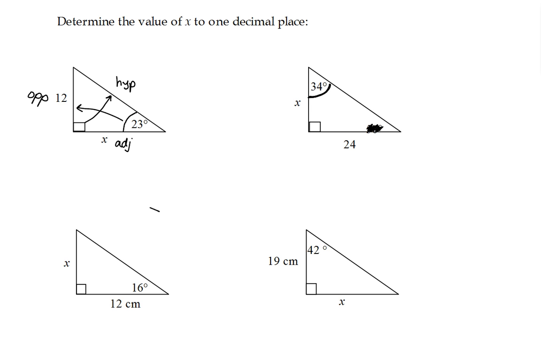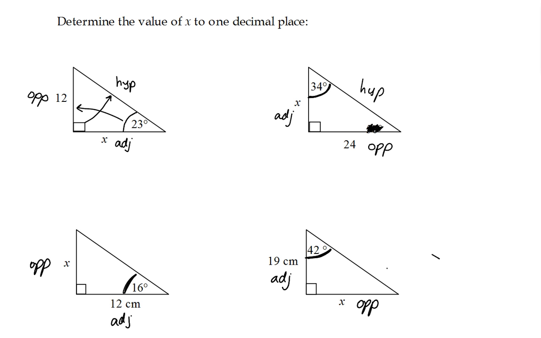Okay, 24 is which label? And x is which label? Good, I heard people say it. Did you guys get the bottom left one done? Okay, mark 16, x is... 12 is adjacent. Good. Mark 42, x is... and 19 is adjacent.